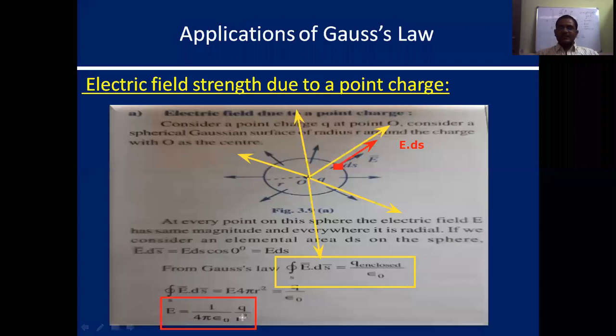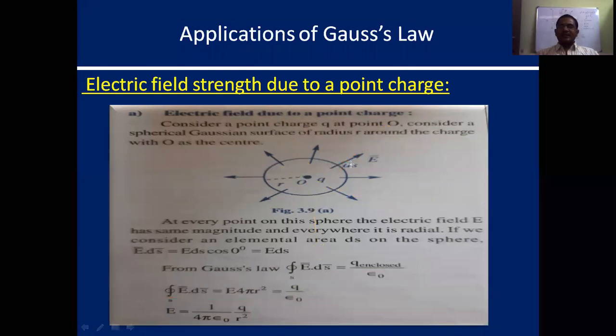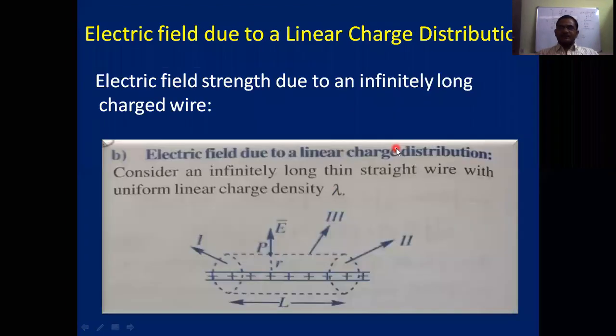This is the expression for electric field strength due to a point charge Q at the distance r. From this it is very clear, E is inversely proportional to r square, right? E bar equals 1 by 4 pi epsilon naught Q by r square into r caps, right? So in this way you can derive the electric field strength formula by using the Gauss law. Let us see the next application.